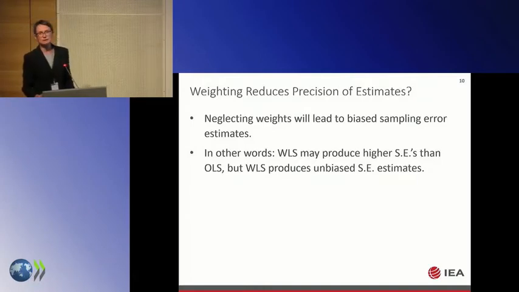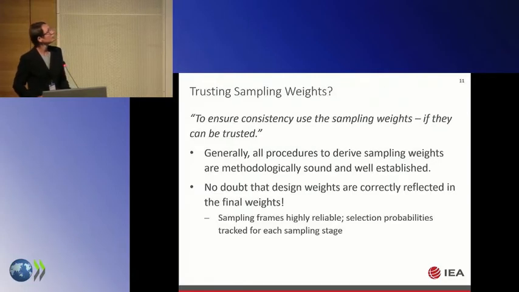Or in other words, the weighted least squares may produce higher standard errors. Yes, that might be true than OLS, but it will produce unbiased estimates of standard error. And as I said, it can go both directions. Can be bigger, can be smaller. Good. Yeah, the next point, and everyone was laughing here in the room, trusting the sampling weights.